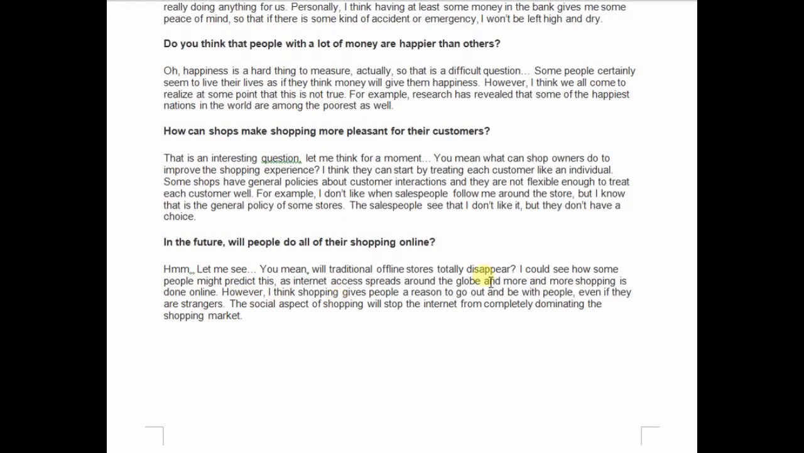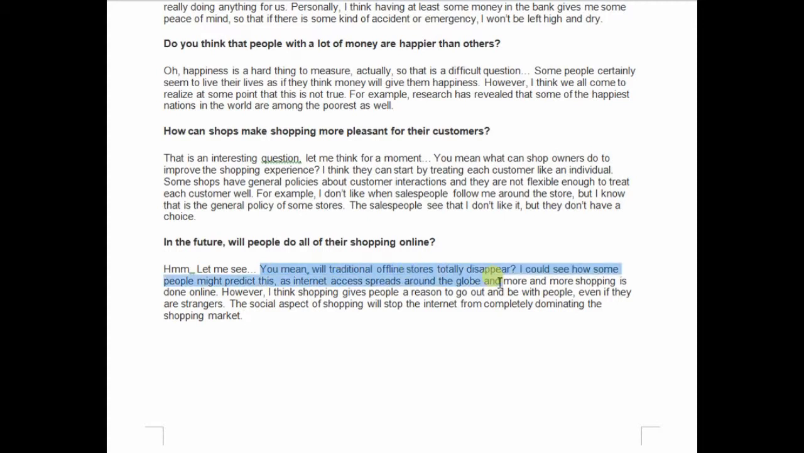And finally, in the future, will people do all of their shopping online? Let me see. You mean, will traditional offline stores totally disappear? I could see how some people might predict this as internet access spreads around the globe and more shopping is done online. However, I think shopping gives people a reason to go out and be with people, even if they are strangers. The social aspect of shopping will stop the internet from completely dominating the shopping market.